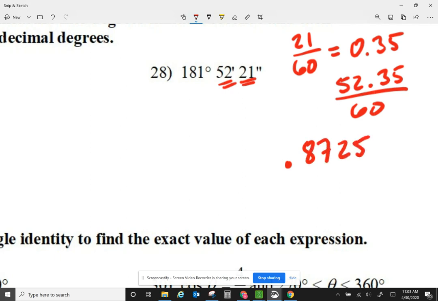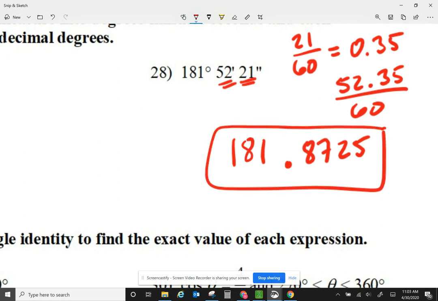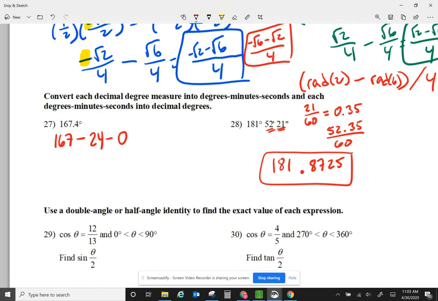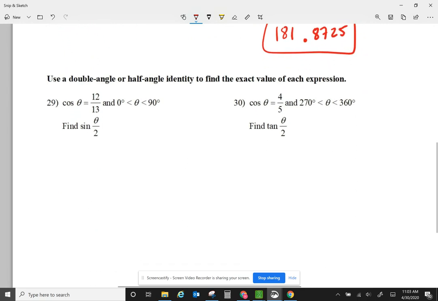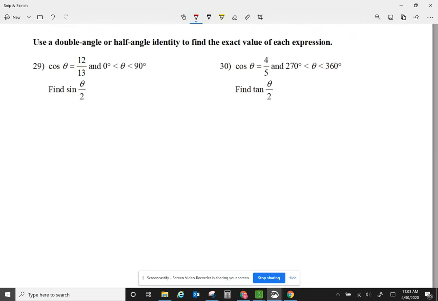That gave me the decimal part. Now, before the decimal, I'm just going to write 181, and you can see where I got that from, the degrees. Now I have 181.8725. So that's not that bad. Now, let's take a look at 29 and 30.